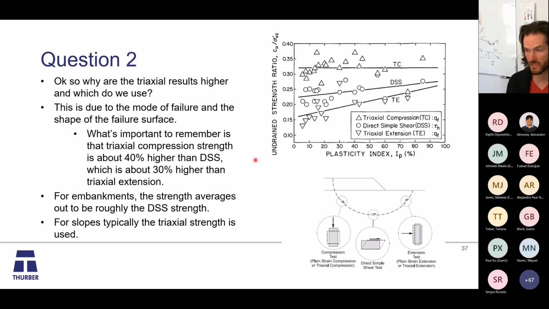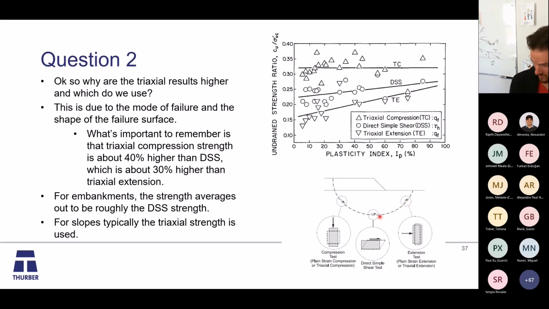In embankments and foundation bearing capacity, we tend to use DSS strength, which is the average strength along this failure surface. So what we have here is an embankment, and you can say that this upper bit is in compression, a lower bit is in direct simple shear, and this is in extension.